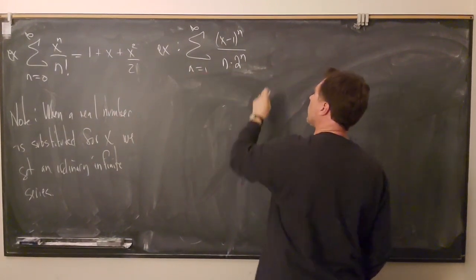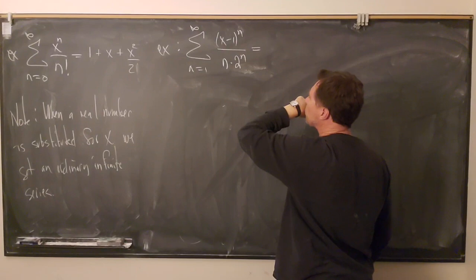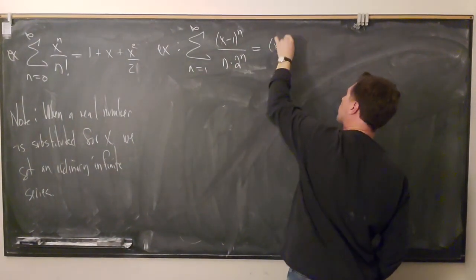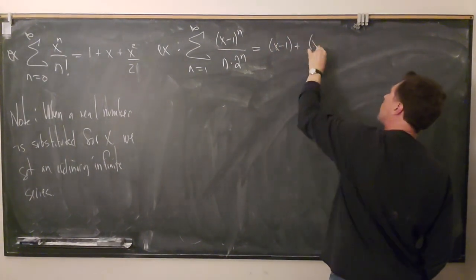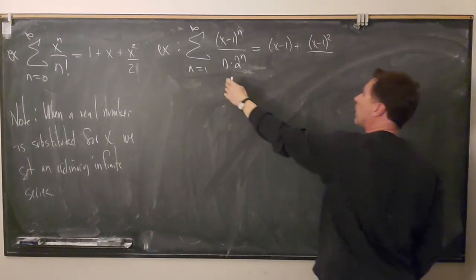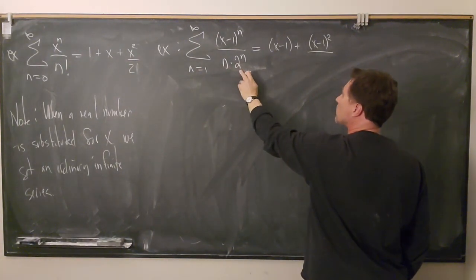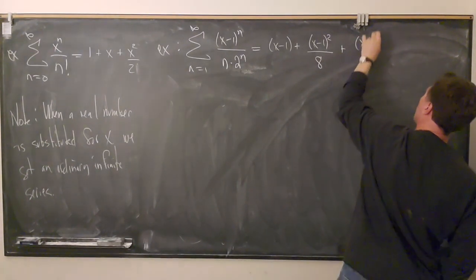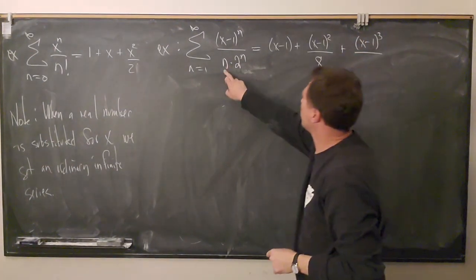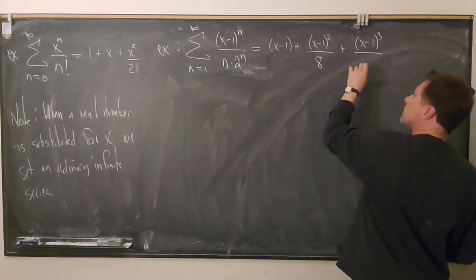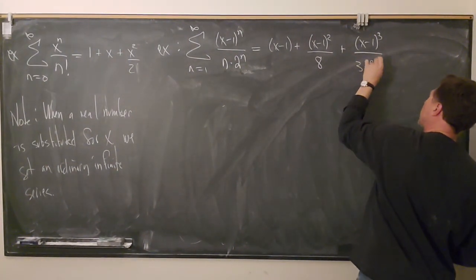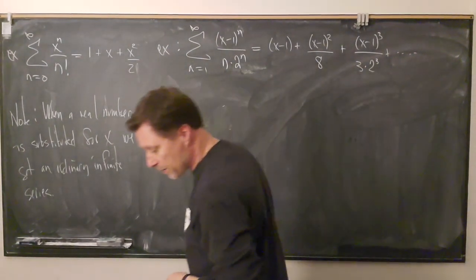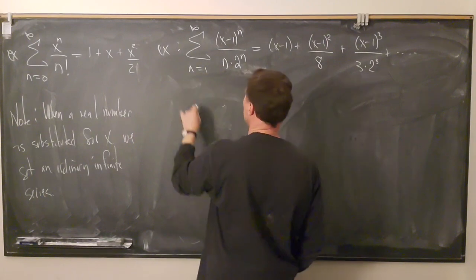Right? Now, what would this one look like? Let's see, when n equals 1, we just get x minus 1. When n equals 2, we get x minus 1 squared divided by 2 times 4. So what is that? 8. Plus x minus 1 cubed divided by 3 times 2 cubed, I don't need to work this out, so I guess that would be 24, and so on. So now, let's see what happens if I plug in x equals 0.